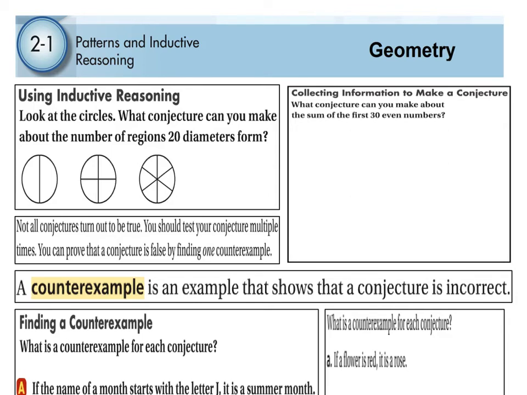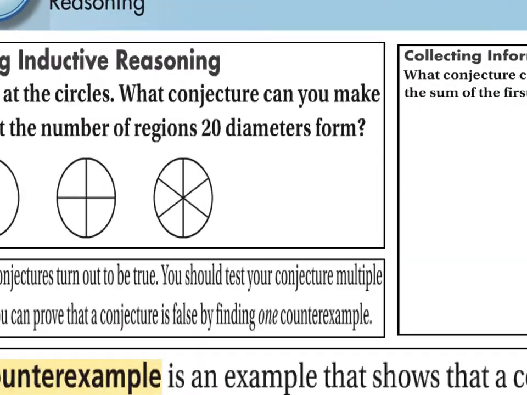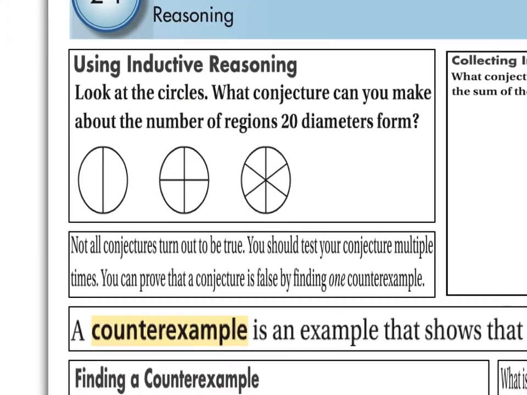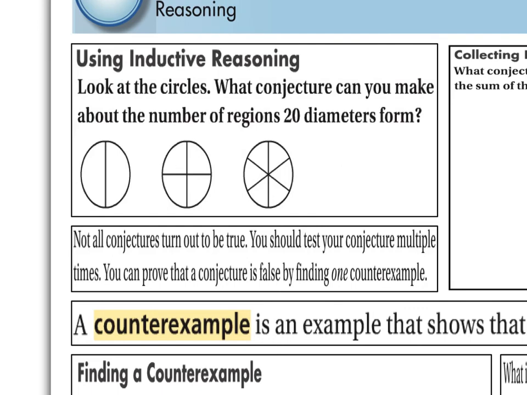Okay, so let's continue here. Looking at the circles, what conjecture or conclusion can you make about the number of regions 20 diameters form? Now, a diameter goes all the way across the circle. As you look at this example, this is one diameter, and that breaks it into 2 parts. This one has 2 diameters, 2 lines that go all the way across the circle, and that breaks it into 4 parts. This one has 3 diameters, and that breaks it into 6 parts.